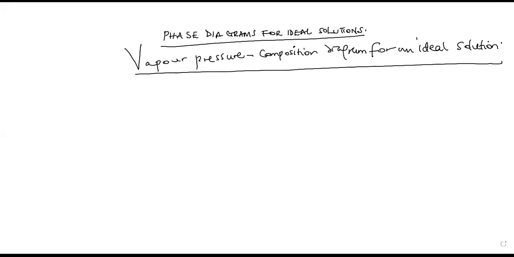Previously we looked at the calculations that involve Raoult's law, and I'm happy that some viewers were able to get back to me about the answers they got. But this time around, I'm taking you through the phase diagrams for ideal solutions. Remember, we say that a phase diagram is a plot showing conditions of temperature and pressure under which different physical states of substances are stable or are in equilibrium.